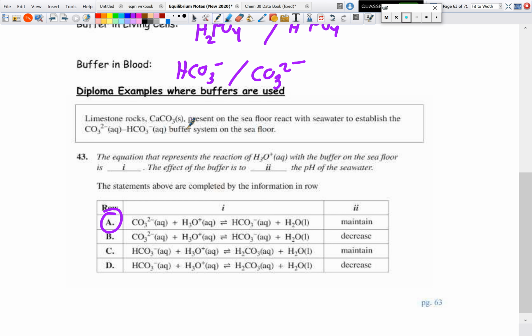For this particular one, we actually have the carbonate ion react with hydronium to produce that. And then, when we look at what's given right here, we have our calcium carbonate. That is why the buffer is going to be this. And what is the effect of the buffer? Well, it maintains a constant pH always. So you could have easily taken out B and D based on the fact that a buffer will not change a pH.